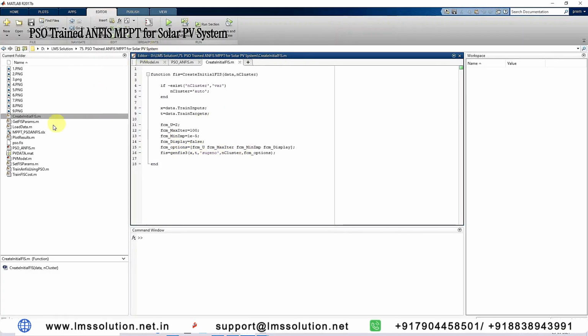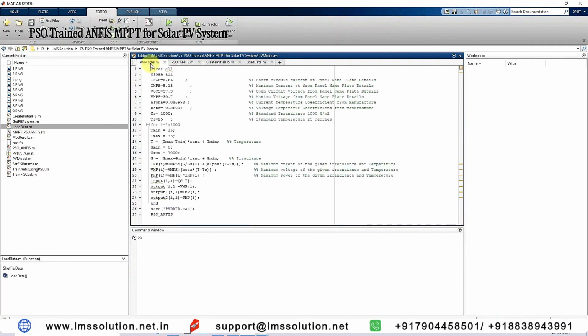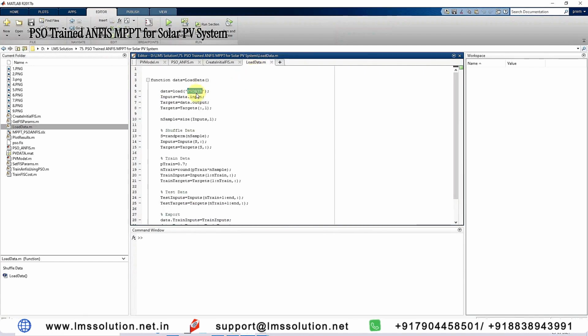And then here you can see this is the program for loading the data. This data can be collected from this program, the PV model program. From that PV data, you have to segregate, that means you have to separate it into input data and target data, and then the data is going to be used to train the ANFIS network.